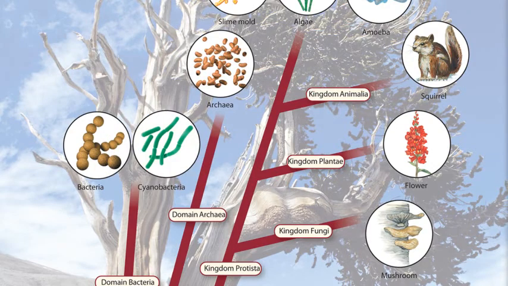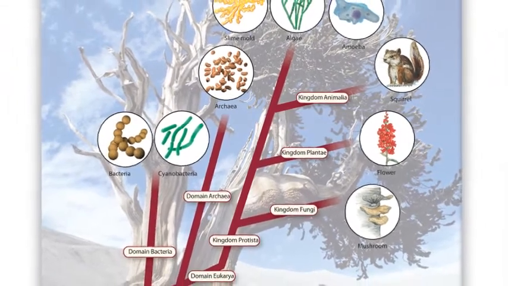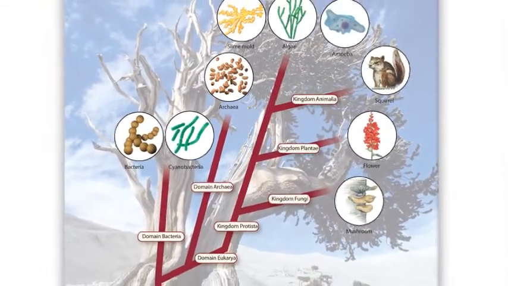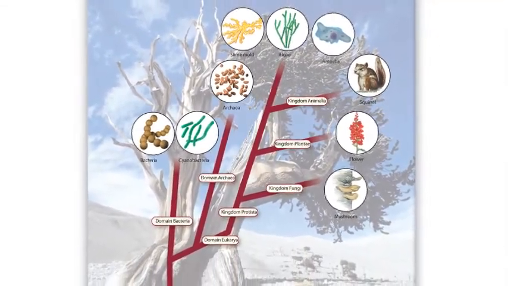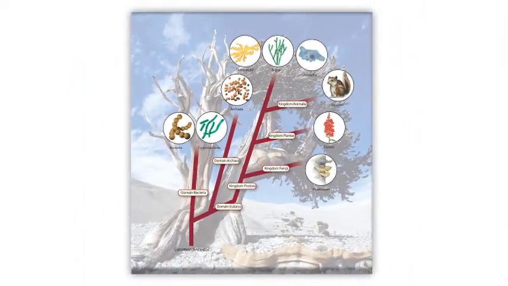Moreover, a phylogenetic tree shows how organisms are related based on a common ancestor. The phylogenetic tree in this example shows the relationships among the domains and kingdoms of the most commonly used classification system today.